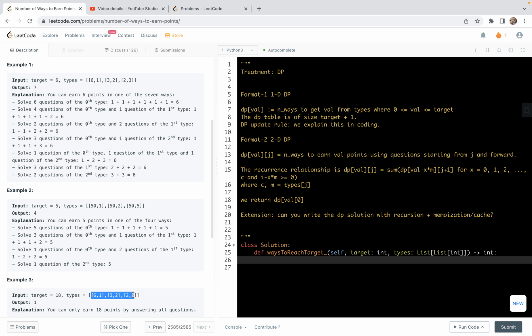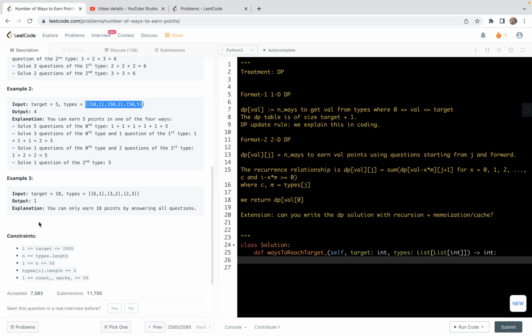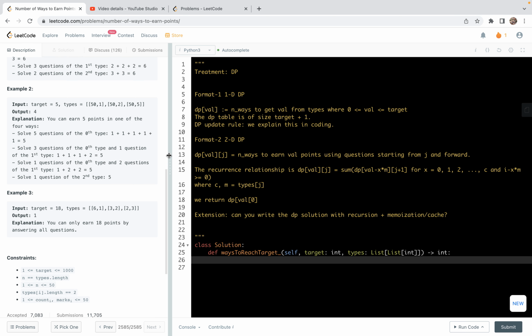So here are three examples. Example 1 and example 3 are closely connected. In these two examples, the types are the same and the targets are different. In example 1, target is 6, so there are 7 ways as explained here. And in example 3, the target is 18 and there's 1 way. Actually you can add all the points, so it's exactly 18. In other words, we need to collect all the points from all questions of each type.